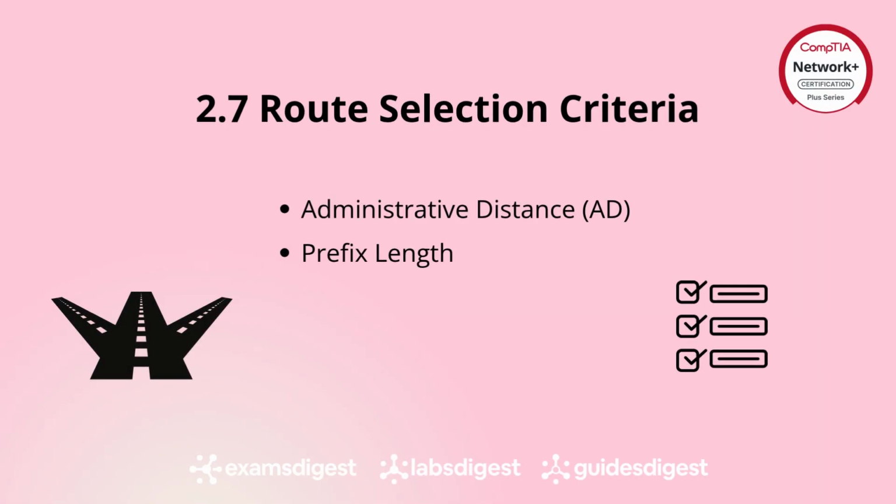Now, how do routers decide which path to take when there are multiple options? They use several criteria: administrative distance and prefix length.